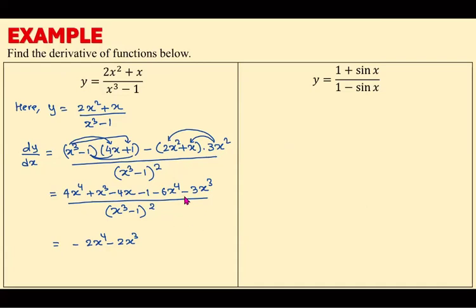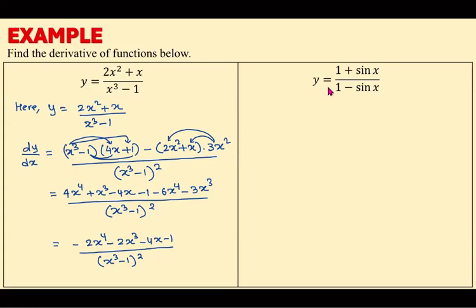After x cubed, we have x, which is only 1, minus 4x, and then minus 1. Everything divided by x cubed minus 1 quantity squared. So that's all we can simplify. So you can leave it there. That is the derivative of this function. So here we use the quotient rule to find the derivative.